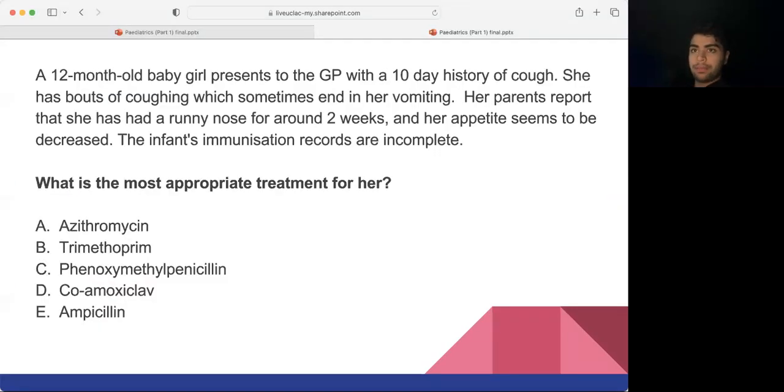Okay, so we've got an SBA of a 12-month-old baby girl who's presented with bouts of coughing that end in her vomiting, 2-week history of runny nose with a decreased appetite and incomplete immunization record. So what do you guys think the answer is? I'll give you just a little bit to give an answer.